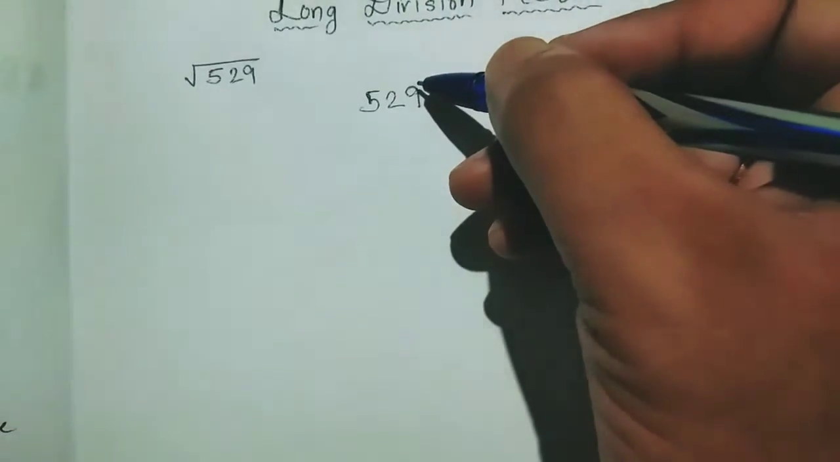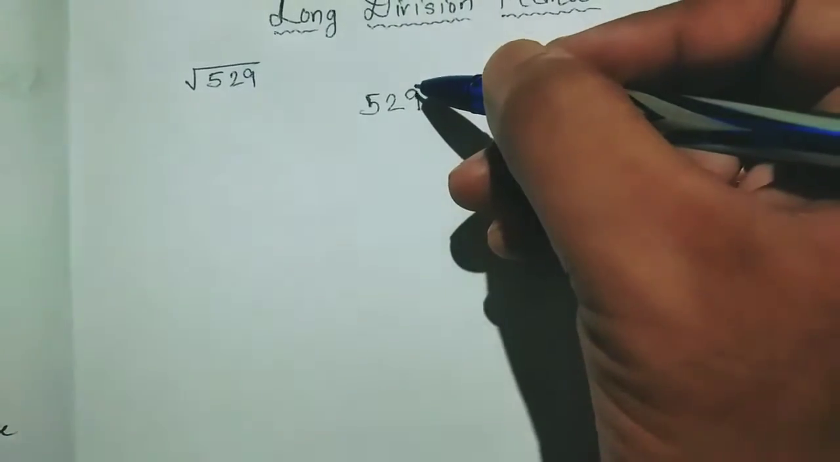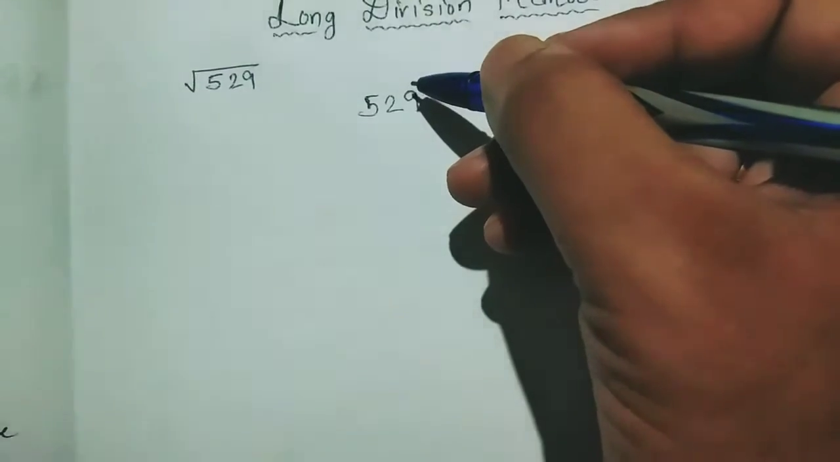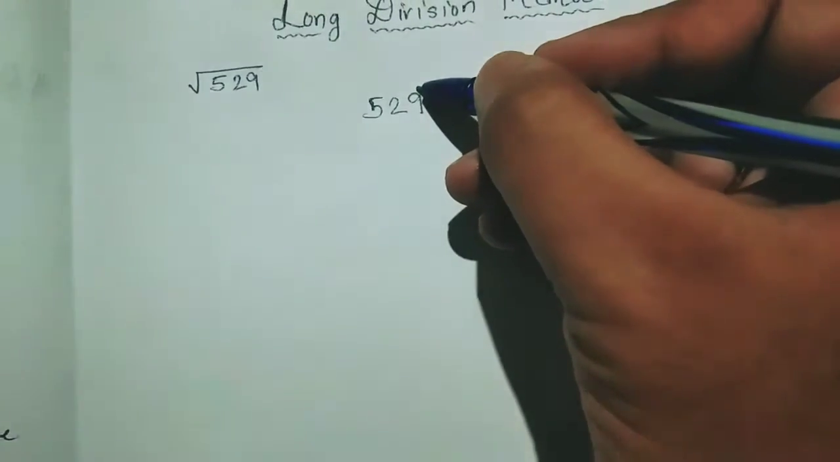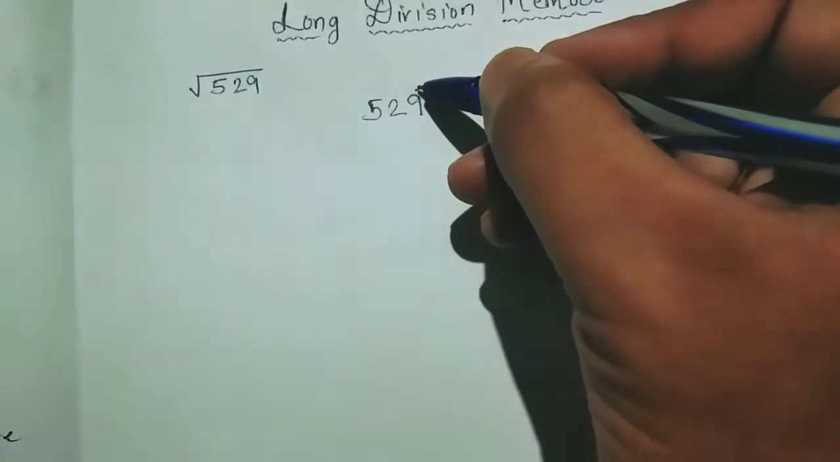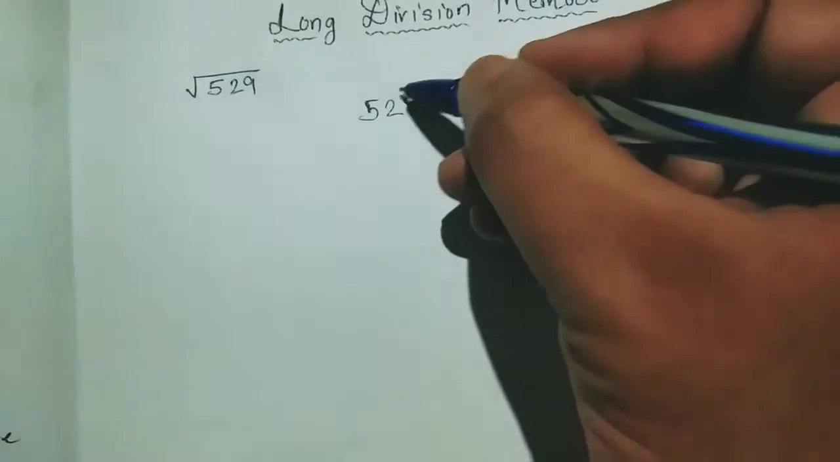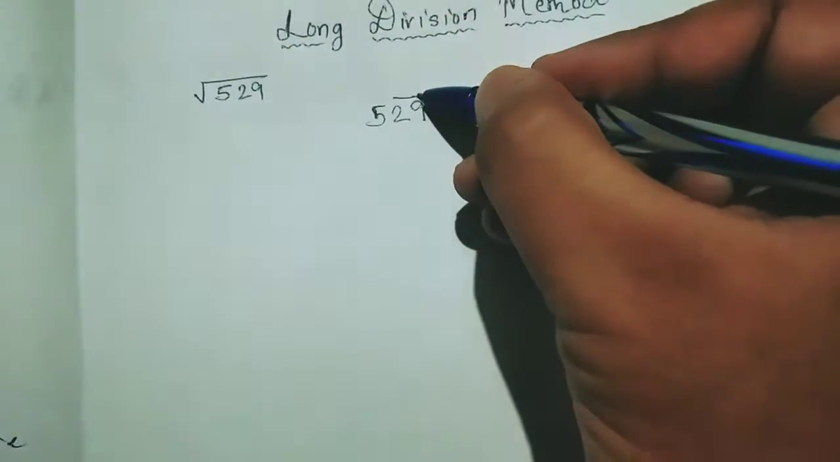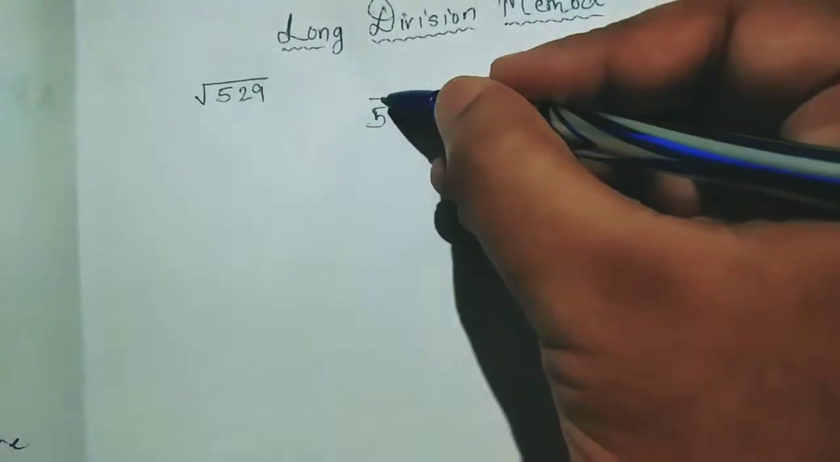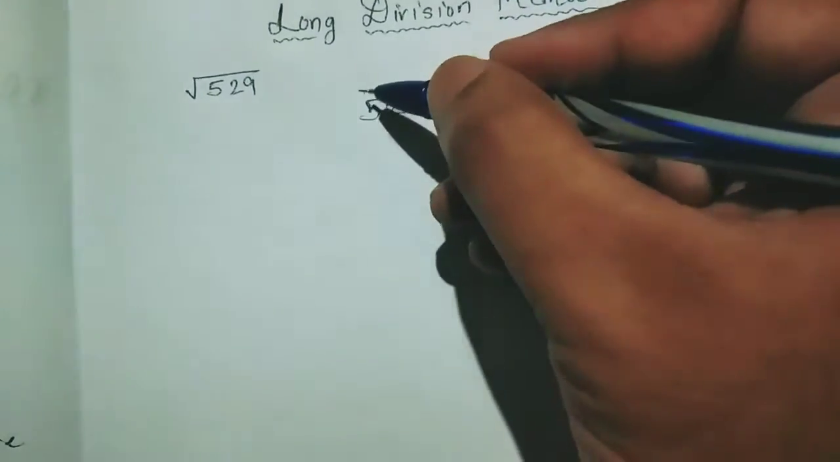So why pairing? Because squares are always in pairs, in groups of 2. So start from here. You have to give one bar over the numbers. So 2 and 9 from here are one pair. Now here it is single. Okay, 5 does not have any pair.